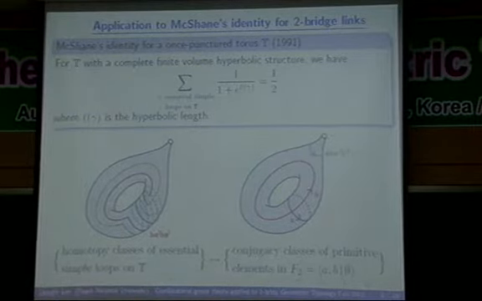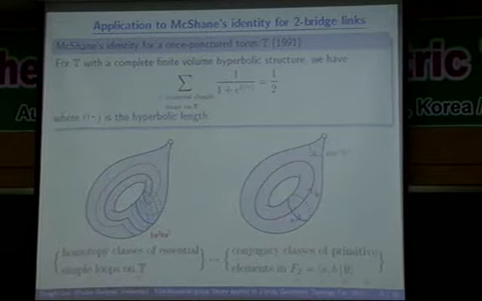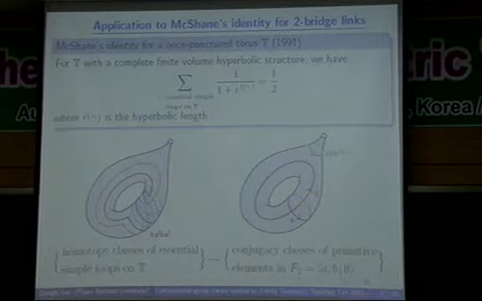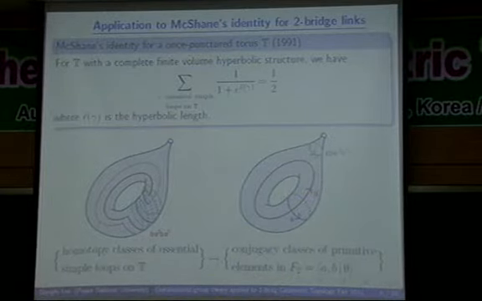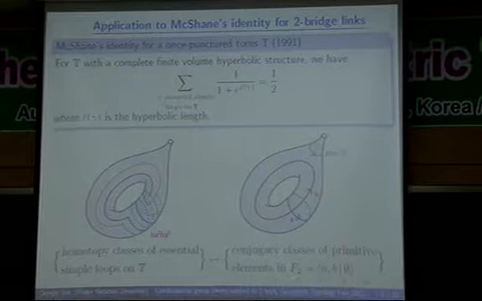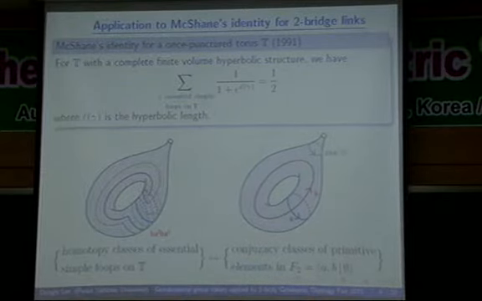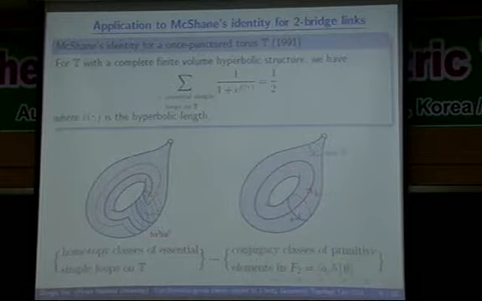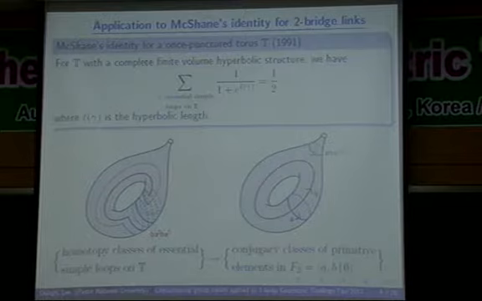And it's also known that there is a one-to-one correspondence between homotopy classes of essential simple loops on this once-punctured torus and conjugacy classes of primitive elements in the free group with these two bases. Here, by a primitive element, we mean an element which is a member of some basis. So in this summation, we need to consider all these essential simple loops on this once-punctured torus.